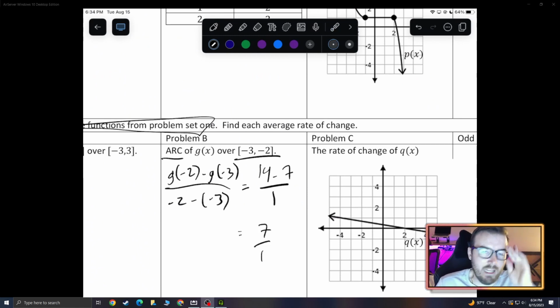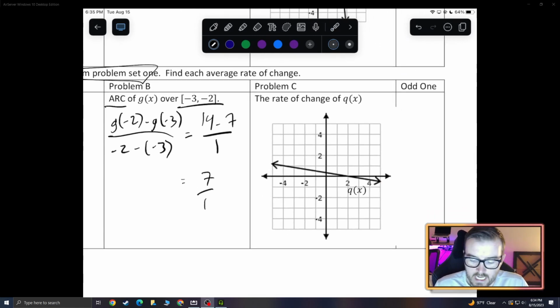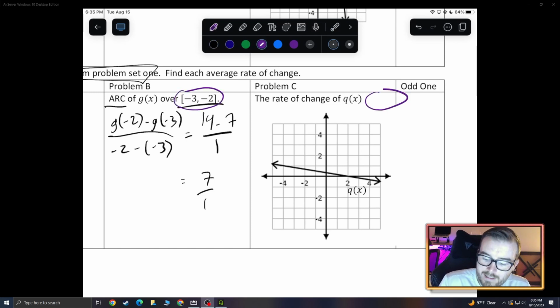So the average rate of change is 7. What about here? The rate of change of Q. Now, what I did on purpose was I didn't tell you an interval. But what is true for a line? It has a constant rate of change. We refer to that as the slope.